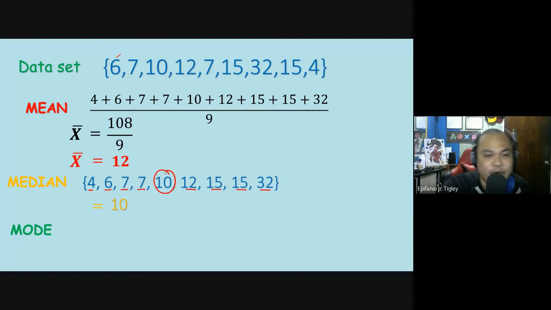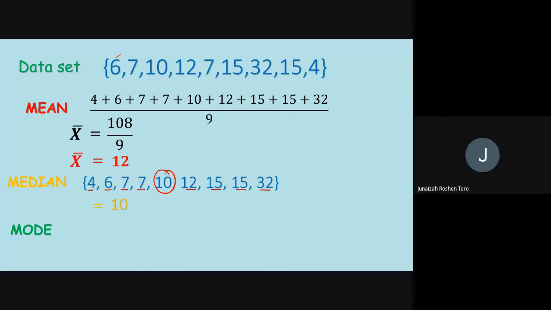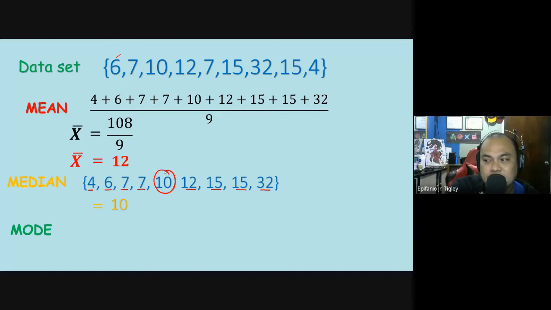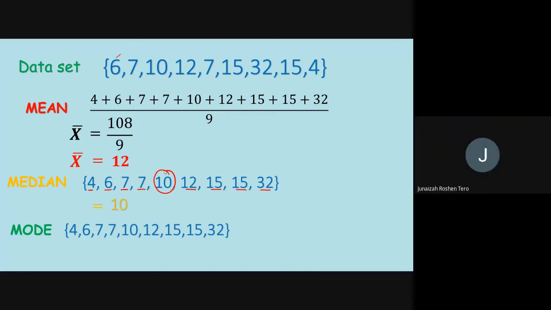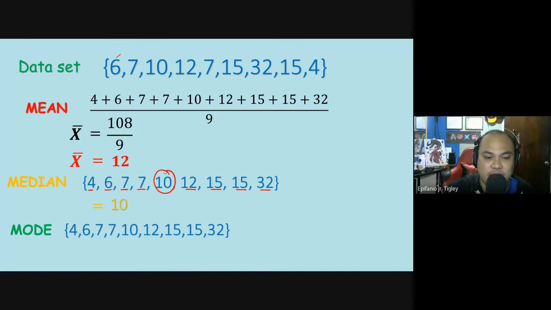From your data set, where is the mode? What is the mode here? Look at the arrangement from the median. Which numbers repeat the most? 7 and 15. Okay, very good. The number 7 repeated twice. The number 15 repeated twice. So the mode is 7 and 15. And this is a bimodal.